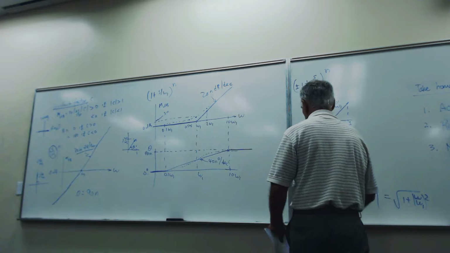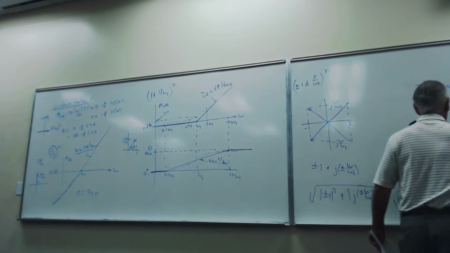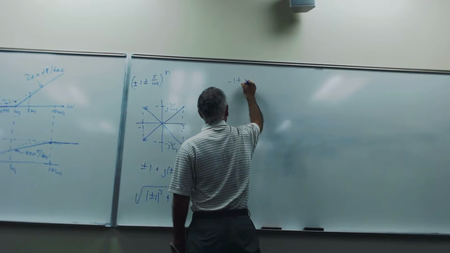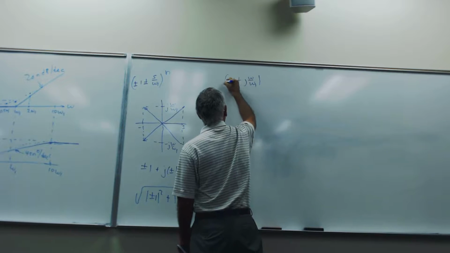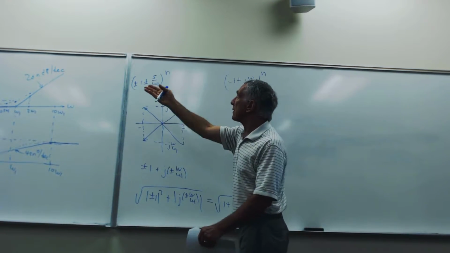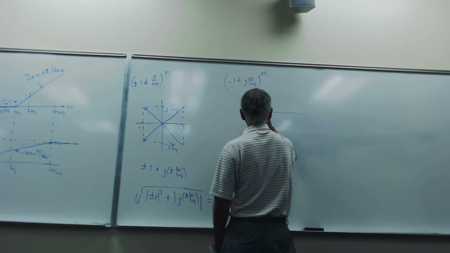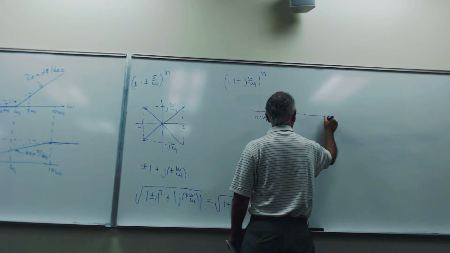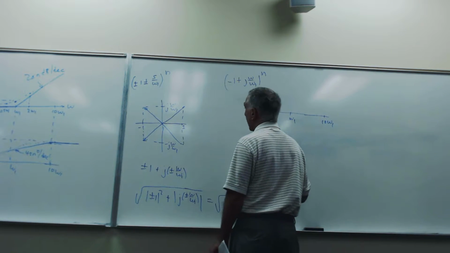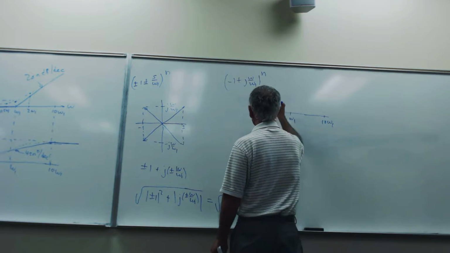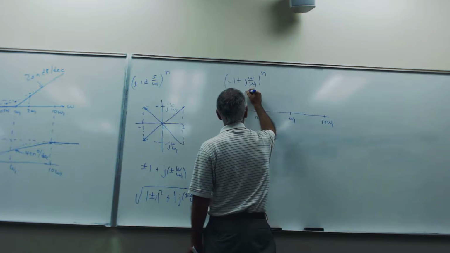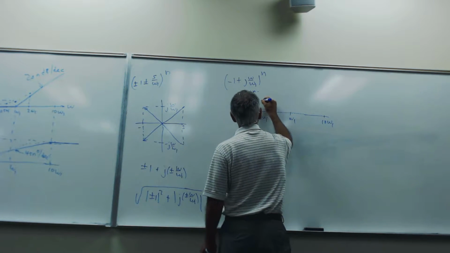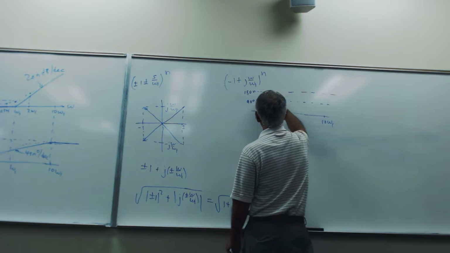Okay, so for this one here, minus 1 plus j omega over omega 1, raised to the n, the Bode diagram of magnitude looks like that. Bode diagram of phase looks like this. We have, remember, 1 decade below omega 1, and 1 decade above omega 1. It's going to start out at 180 and end up at 90, right? So let this be 180, or more generally 180n, okay? And this 90n.